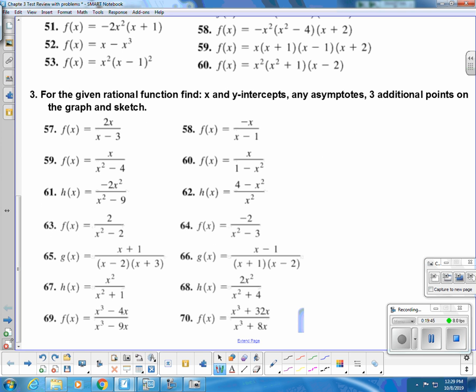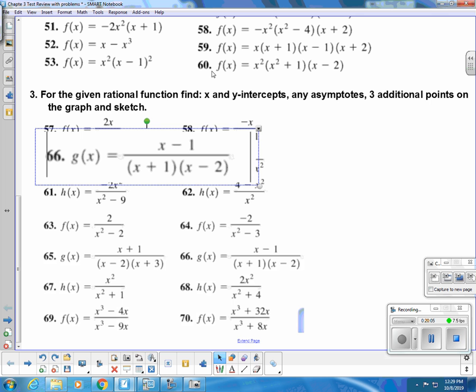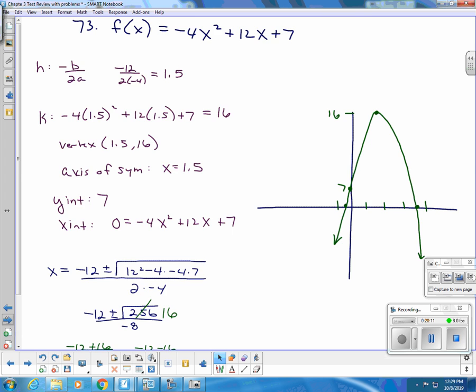All right, let me pick one. You guys are just crazy. Let's pick just a generic one. It looks like this one. 66 looks good. Don't yawn yet. I have to be here till 7:30. We have conferences.